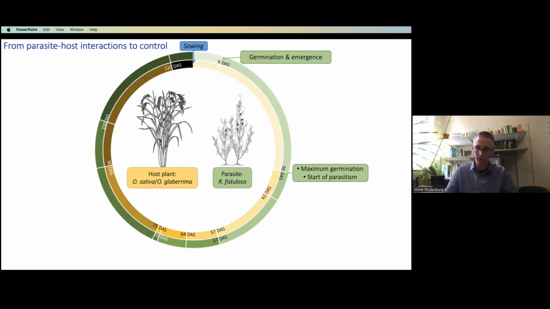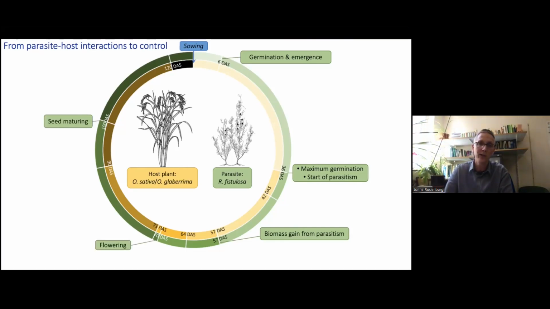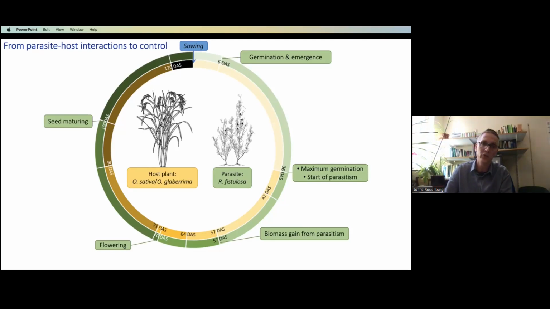You first need to grow a plant. They need to grow roots, and then the roots need to find roots of a host plant. And then after some time, at 57 days after sowing, the biomass of parasitizing plants is really gaining from parasitism compared to non-parasitizing plants. At 70 days after sowing, there's flowering, and at 100 days after sowing, the seeds are maturing or are mature, depending on when they started to flower, of course.